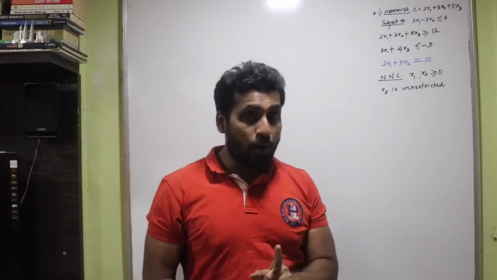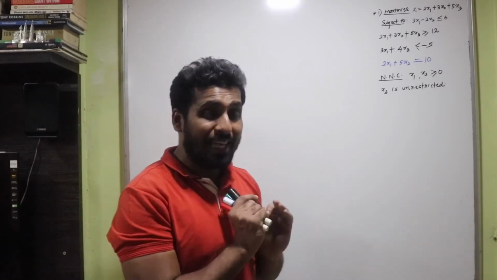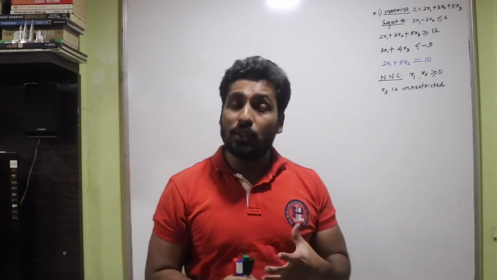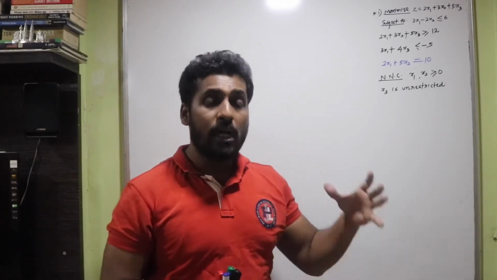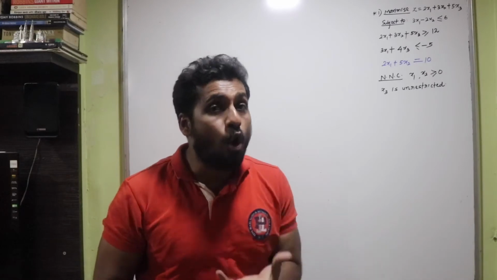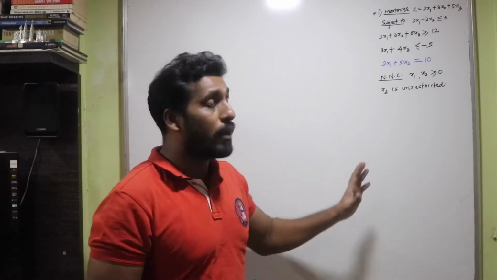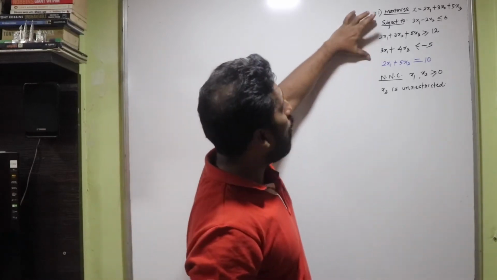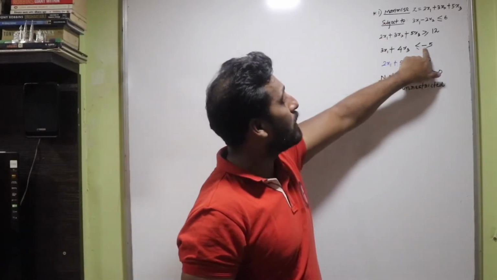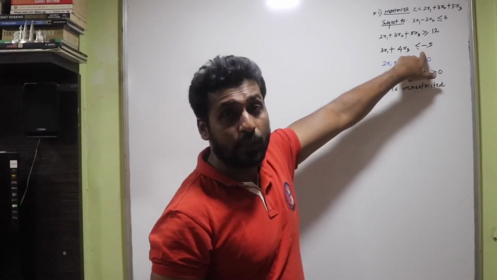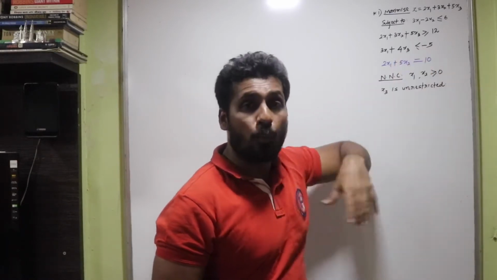Now the next point I should observe: is there any inequation whose right hand side is negative? Because I should always remember the third point was telling me that the right hand side should be non-negative. It can be positive, it can be 0, but it cannot have a negative sign. So when I observe the 3 inequations, the third inequation contains a negative sign. That means I will have to transform this negative sign to a positive sign.